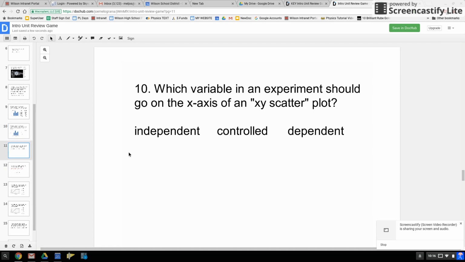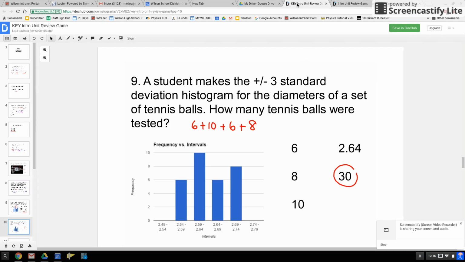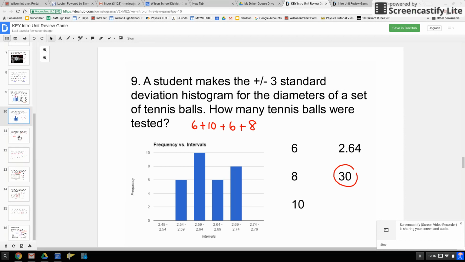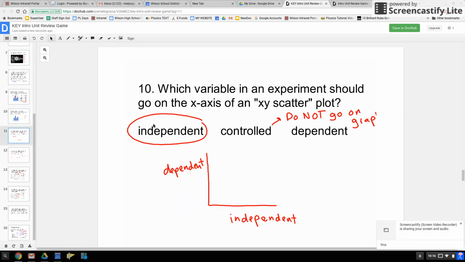Okay. Which variable in an experiment goes on the x-axis of an xy scatter plot? Okay. That'd be your independent variable. Remember, your dependent goes on the y-axis, and your controlled variables do not go on the graph at all because they are being kept constant.